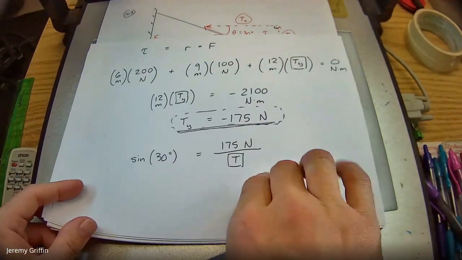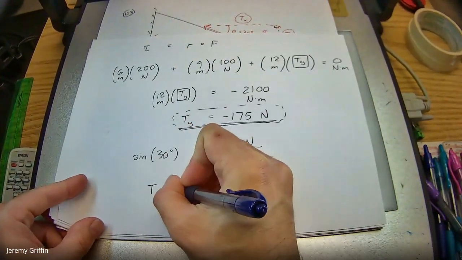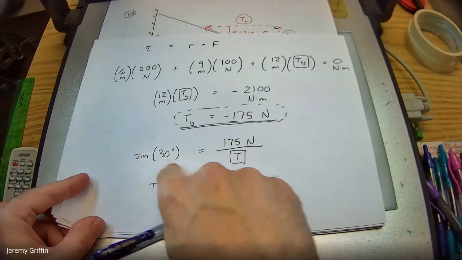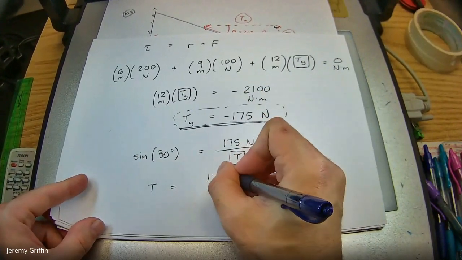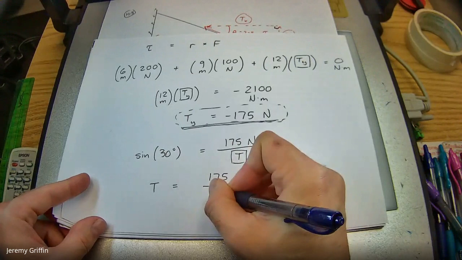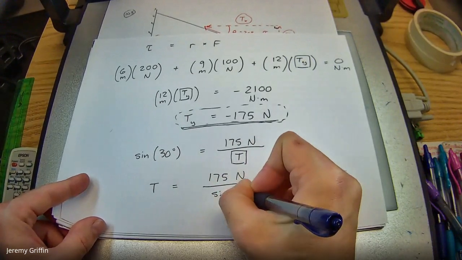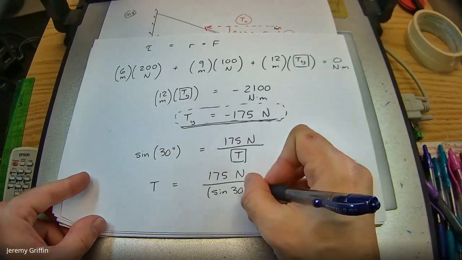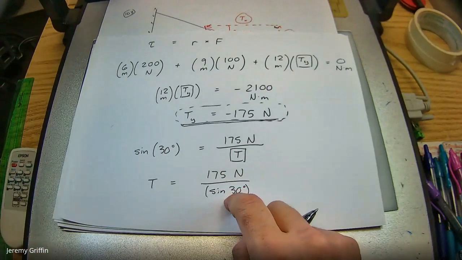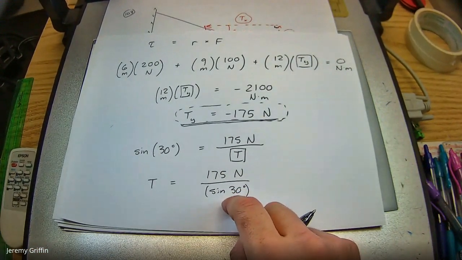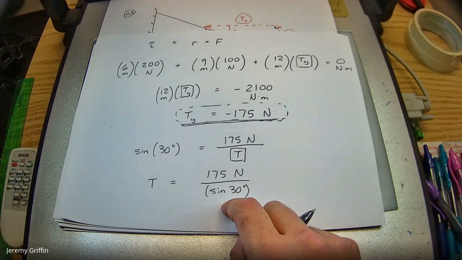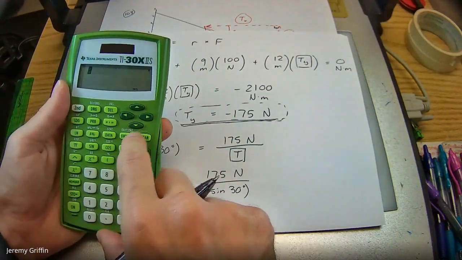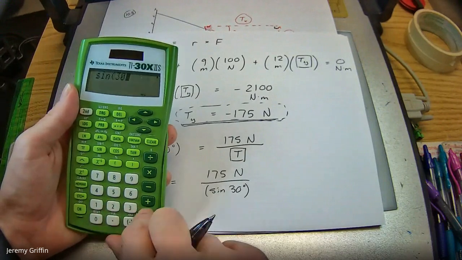So do a little bit of algebra switcheroo. The tension is going to be, cross multiply that up, divide the sine of 30 degrees down. 175 newtons divided by sine of 30 degrees. Oh, by the way, sine of 30 degrees might be something you could possibly memorize, or maybe some of you guys have. Does anybody remember what sine of 30 degrees is? It is a half.